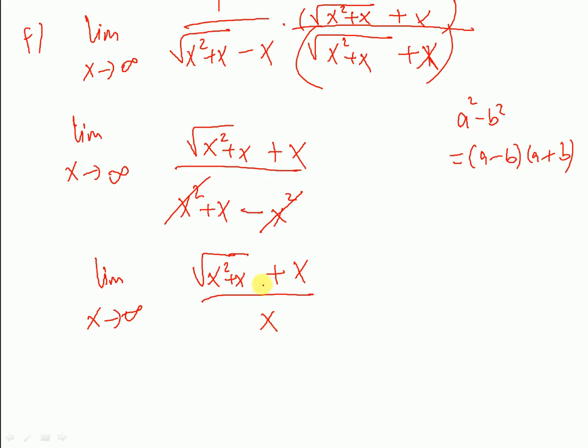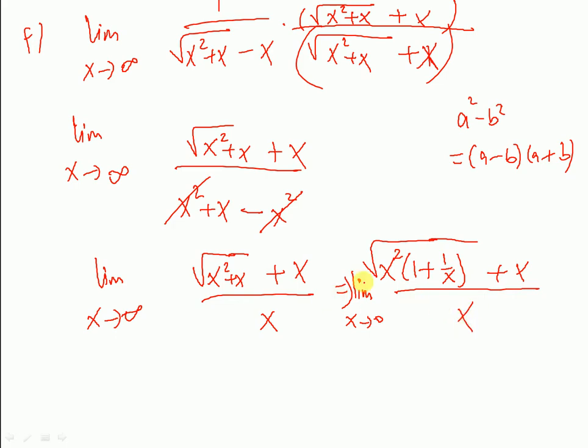Yes. Now I can factor out the x in order to cancel this x here. So how do I do that? If I factor out the x squared here, I have 1 plus 1 over x, right? Because this gives you back x squared and this gives you back x, and plus x here. Now I can bring this one outside. The square root of x squared gives you back x. So we have x times the square root of 1 plus 1 over x, plus x, over x.